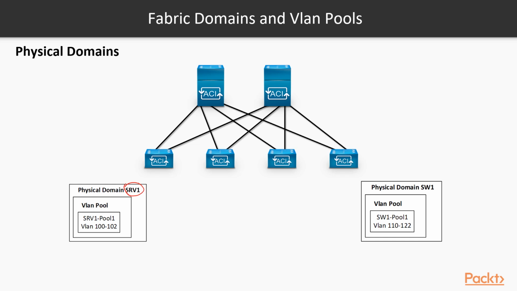I am going to configure the interface profile, the switch profile, and we are configuring that physical domain SRV1 along with the VLAN pool. I am not going to go step by step on the switch profiles and interface profiles because that was explained in a previous video. If you still have doubts on that one, I suggest you go back and review that video, okay? So let's go ahead and configure SRV1, and then we are configuring SW1.